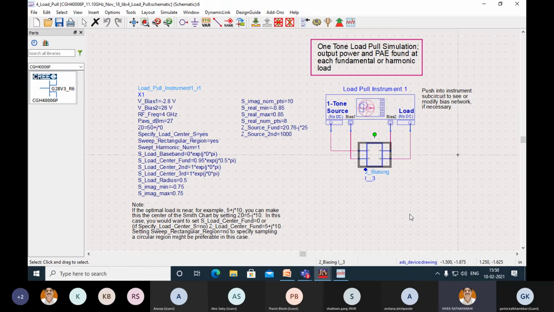and so power added efficiency. So one may think in another way also, sir, if it is the case of changing the load impedance, similar can be done with the help of source impedance. Yes, that can also be done, and the exercise is called source pull analysis. Or even you can do the simultaneous source and load pull analysis.